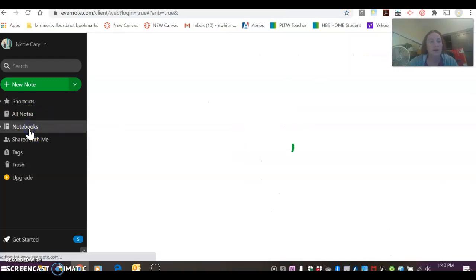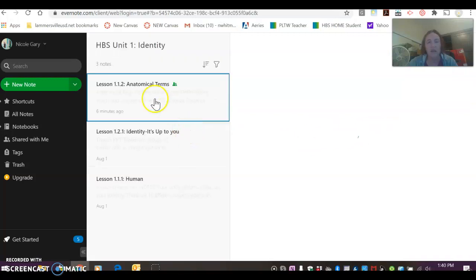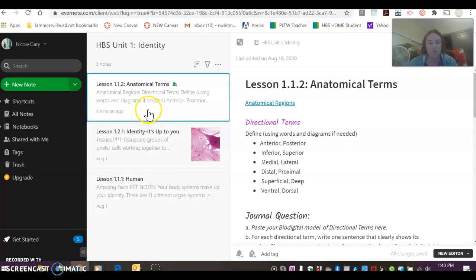If you look here, I have a notebook, and I'm going to use a different notebook for each unit that we're doing. It's just going to keep things a little bit simpler. I titled this notebook HBS Unit 1 Identity. If I click on this, I have a different sheet for each lesson. The one we're going to be talking about today is lesson 1.1.2 on anatomical terms.